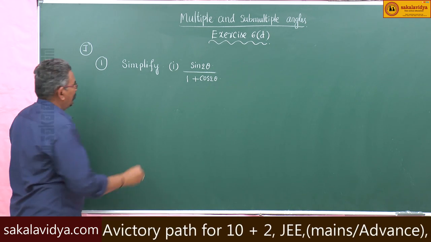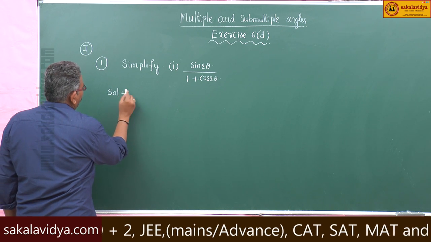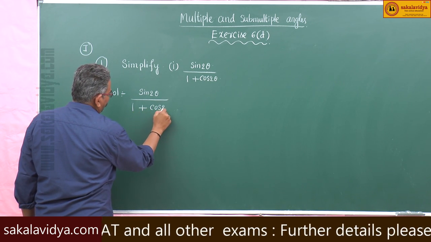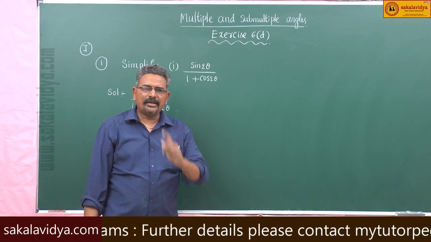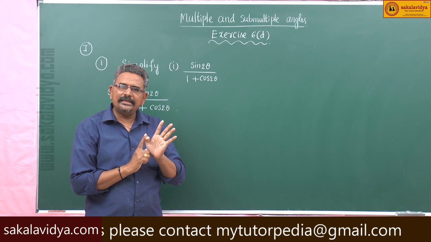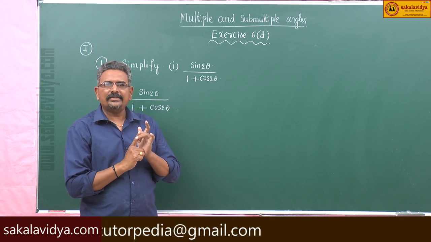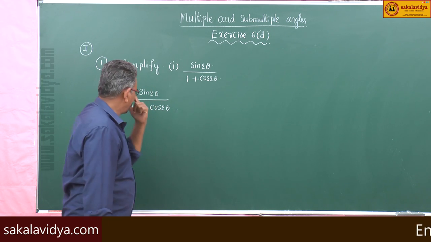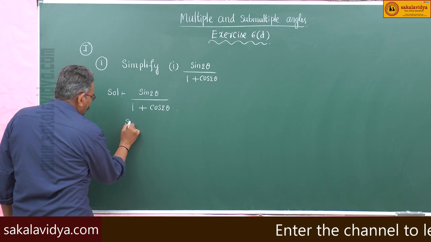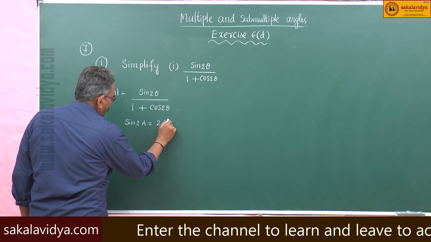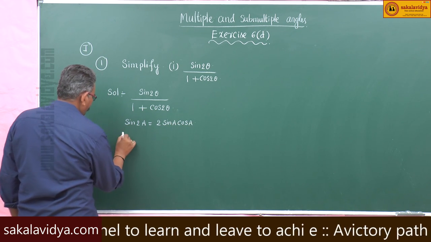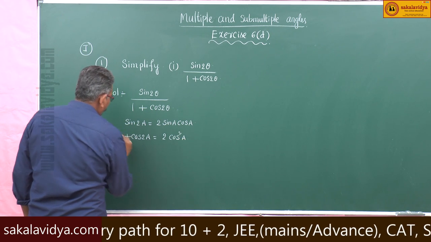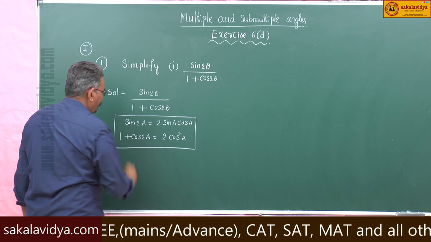Okay, this is a very simple problem. First consider sin 2 theta by 1 plus cos 2 theta. Here just two formulae are to be applied. The first formula is sin 2a formula. The second formula is 1 plus cos 2a. So let us recall those formulae first. After that we solve this problem. Sin 2a is equal to 2 sin a cos a. Next, 1 plus cos 2a is equal to 2 cos square a. We have these formulae.